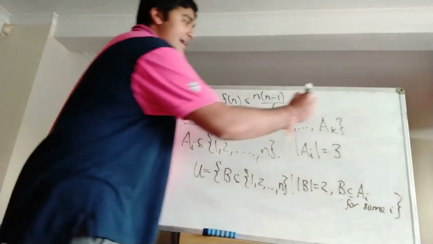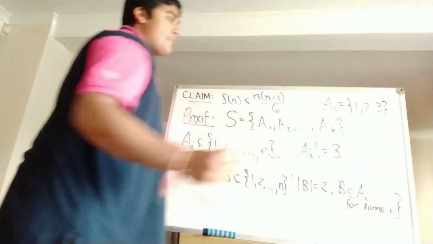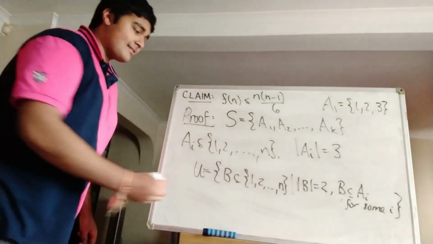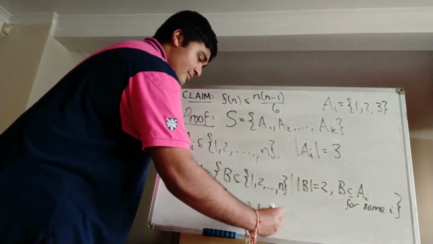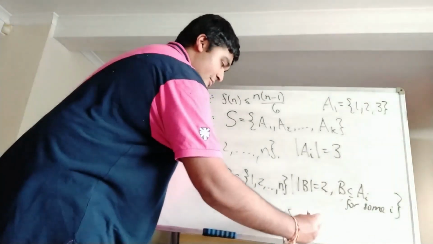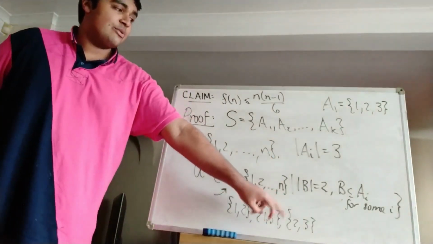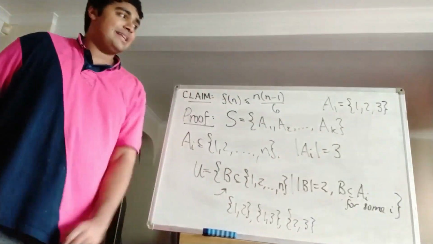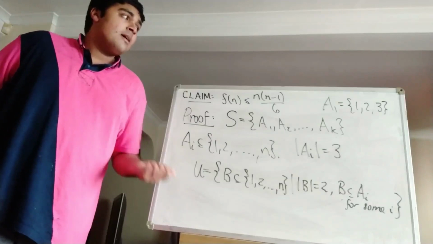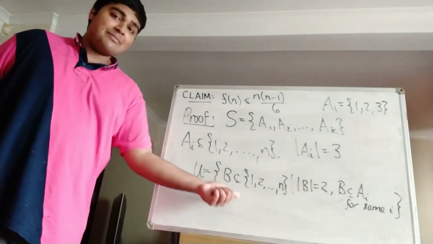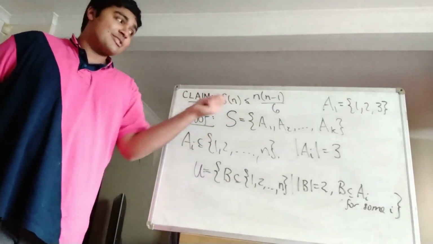For example, if A1 was, say, 1, 2, 3, then we'd have in U the sets 1, 2, 1, 3, and 2, 3, because all of these are from the set 1 up to n, they all have cardinality 2, and they're all a subset of one of these AIs, namely A1. So we have this set U, but also what we want to notice is that each element in U corresponds to an element in S, and that the element it corresponds to is unique.